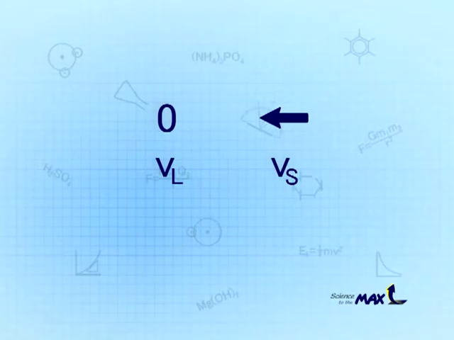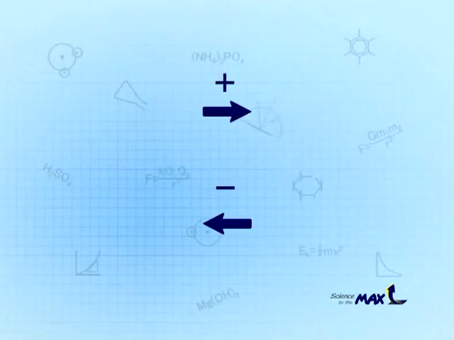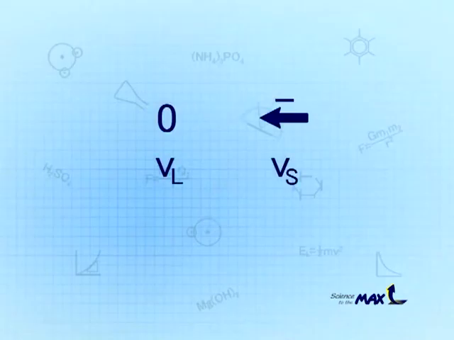For example, if the listener is stationary and the source is moving towards him, then VL is 0 and the arrow above the source is to the left. Use the convention that left to right is positive and right to left is negative. In this case, you would give the velocity of the source a negative sign.